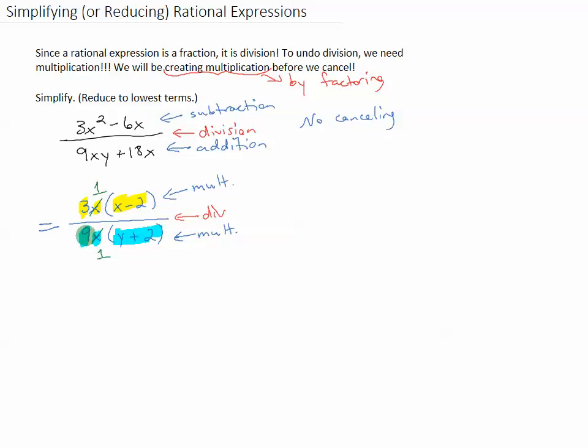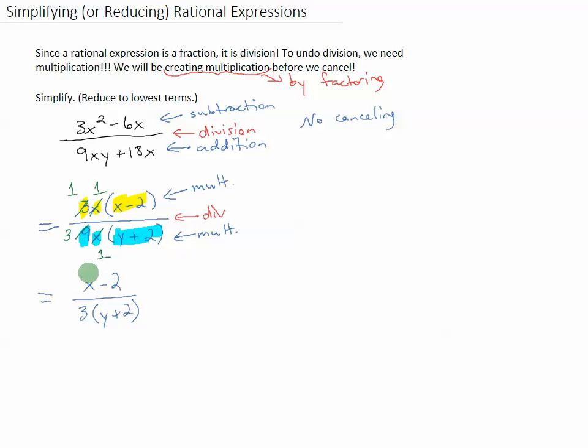3 and 9 have a common factor of 3. 3 goes into 3 one time, 3 goes into 9 3 times. So what we have on top is 1 times x minus 2, which is just x minus 2. On the bottom we have 3 times 1, which is 3, times y plus 2.